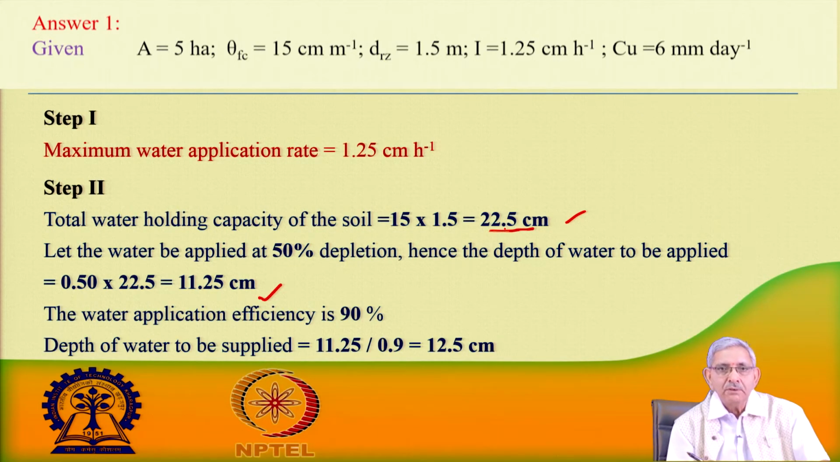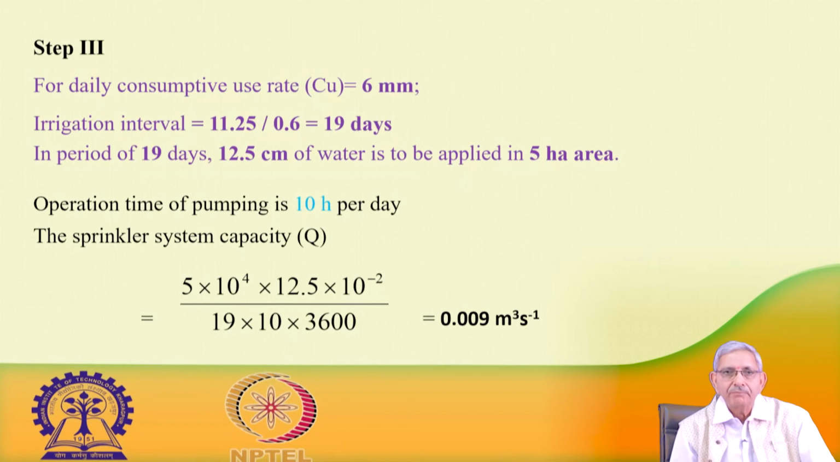Now, assuming the water application efficiency as 90%, then the depth of water to be applied should be 12.5 centimeter. So, this will be the depth of water which needs to be applied for irrigation so that the 50% depletion will be maintained.